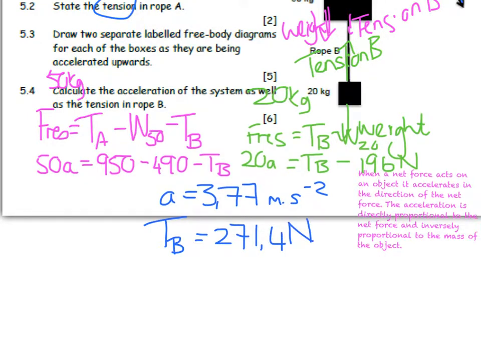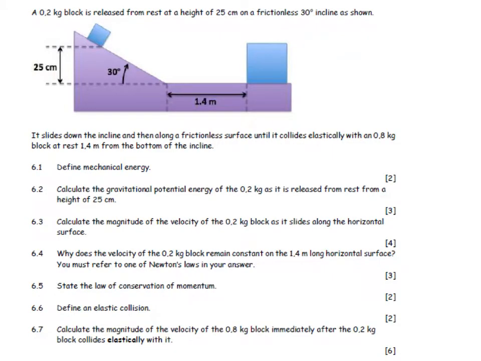We've got a block, and it's released from rest at a certain height on a frictionless 30-degree incline as shown. It slides down the incline and along the frictionless surface until it collides elastically, important, with a 0,8 kilogram block at rest at 1,4 meters from the bottom of the incline.